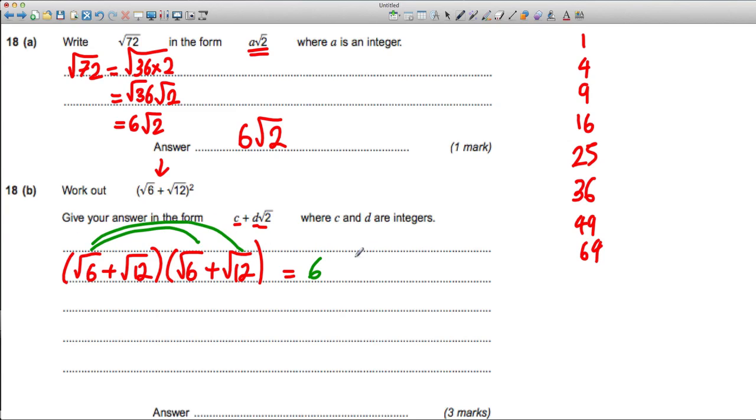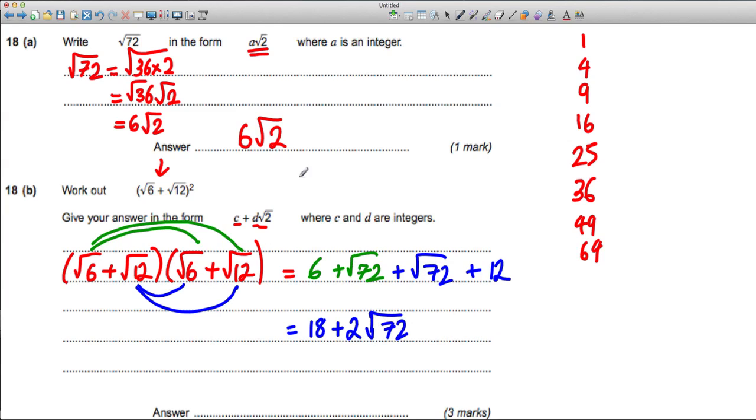Root 6 times root 12 is root 72. Okay? And then root 12 times root 6 again is root 72. And root 12 times root 12 must be root 144, which is 12. Now we combine the 6 and the 12 and we get 18. And root 72 plus root 72 is 2 lots of root 72. Now from part A, we know that root 72 is 6 root 2. So this is 18 plus 2 lots of 6 root 2, which is simply 18 plus 12 lots of root 2, because we could just multiply the 6 and the 2 and get that. And it's fairly straightforward here for 4 marks.